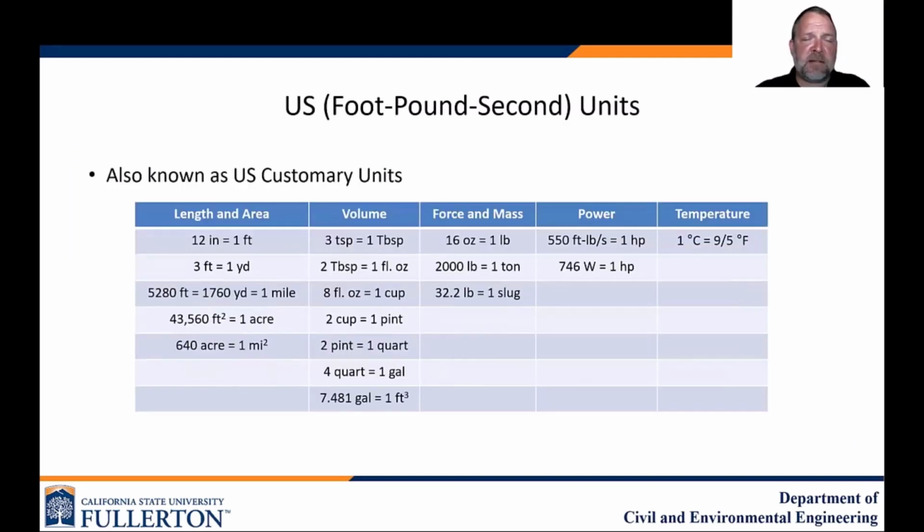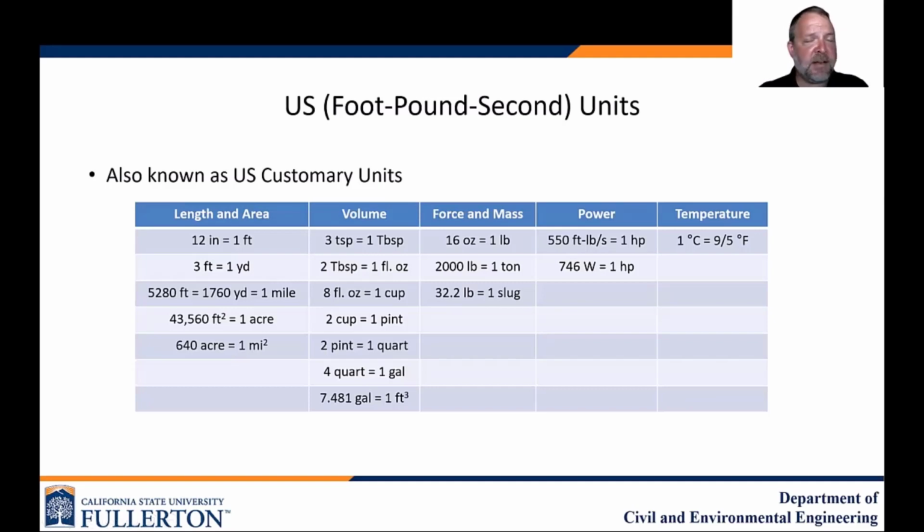I mentioned foot-pound-second units, FPS units, already a little bit, but they're also known as US customary units, and this just shows you a breakdown. In engineering, these really are not great, just because they don't have round numbers. So the SI system of units uses all powers of 10. The millimeter is a thousandth of a meter. It's easy to remember.